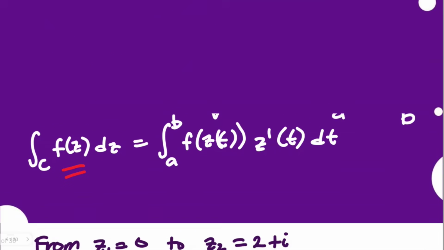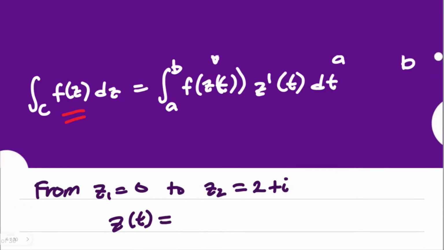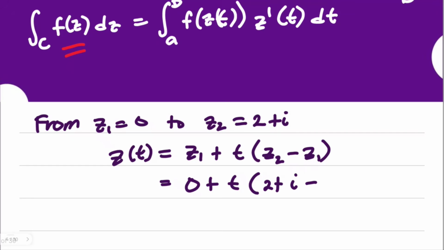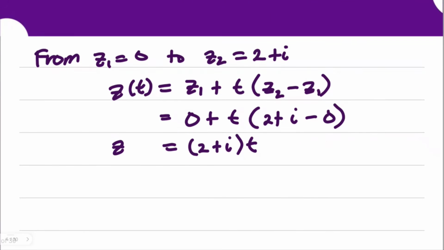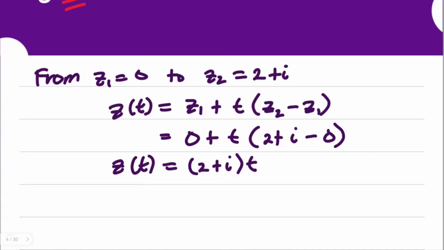So the formula earlier for your z of t is equivalent to your z sub 1 plus t times the difference of z sub 2 and z sub 1. So you will have your z sub 1 is 0 plus t times 2 plus I minus 0. So you will have 2 plus I of t. This is your z of t that you need to plug in here, on whatever your function is.